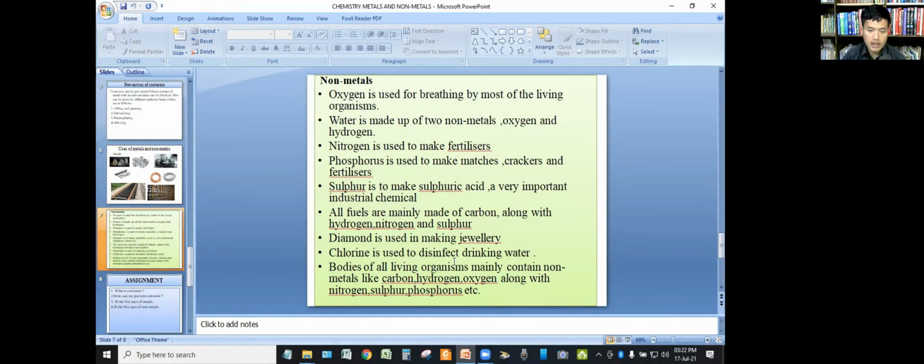And this water is also made from non-metals, oxygen and hydrogen.